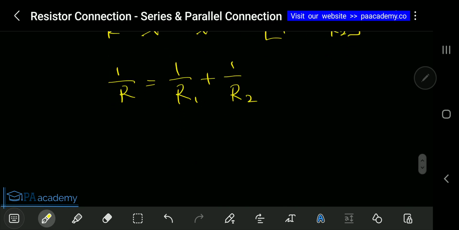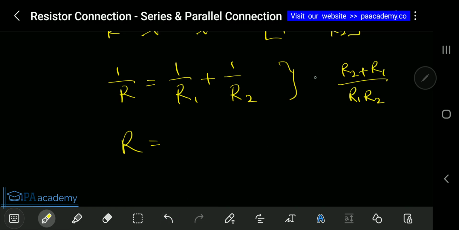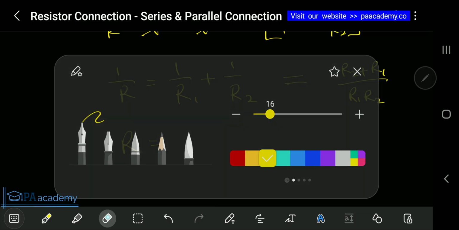If we make R the subject of the formula, you can go ahead and look for the LCM. The LCM here is R1, R2. I wanted to skip it, but let me just do it. R1, R2 divided by R1 leaves R2, so R2 times 1 will be R2. R1, R2 divided by R2 leaves R1, so that will be plus R1. Let's just do everything once, so I don't skip any step.